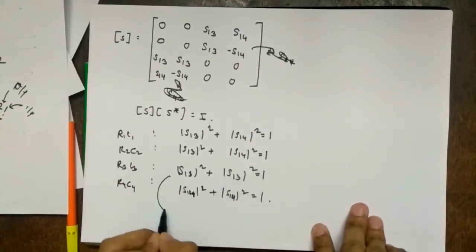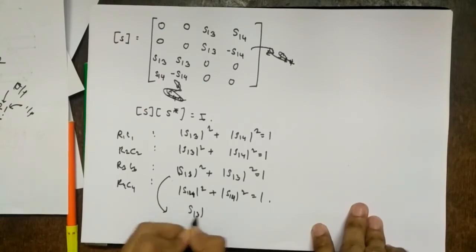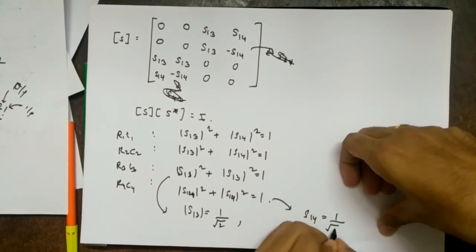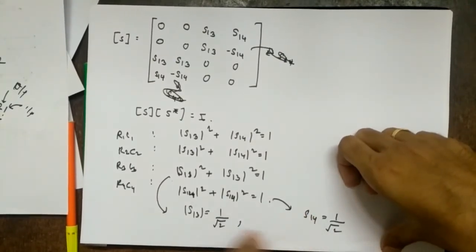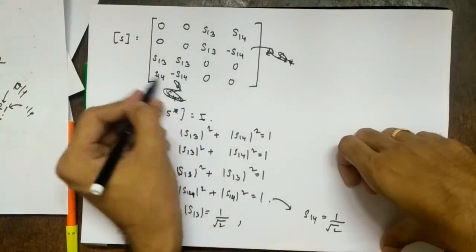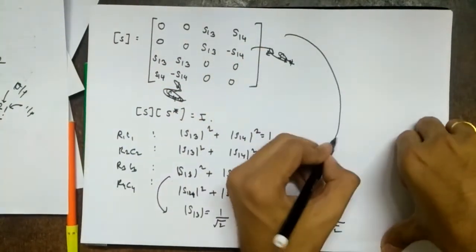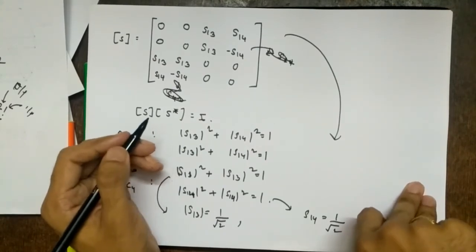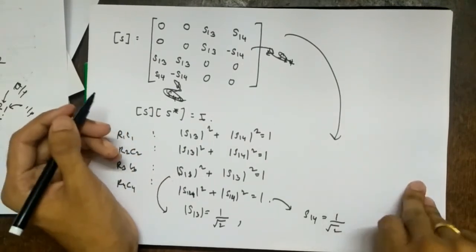If you solve this, you will get S13 equal to 1 by root 2. If you solve this, you will get S14 equal to 1 by root 2. Right? That's all we want, 1,3 and 1,4. That's what is remaining here. So we can complete the matrix using this. So this is about magic T.